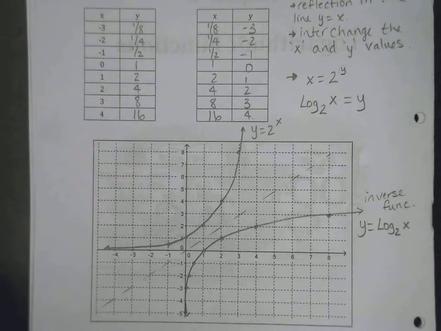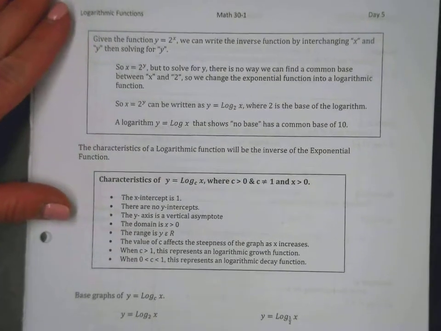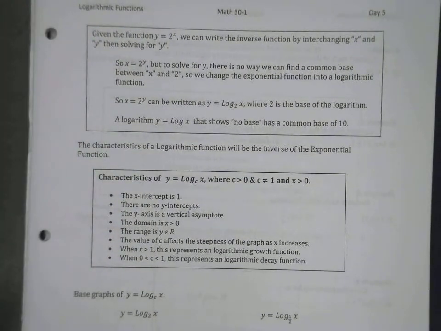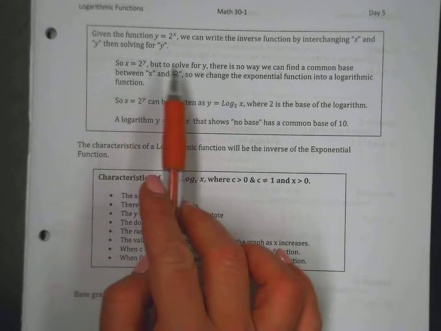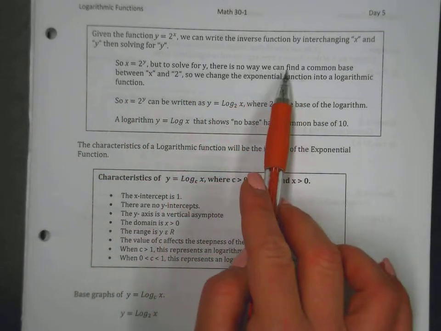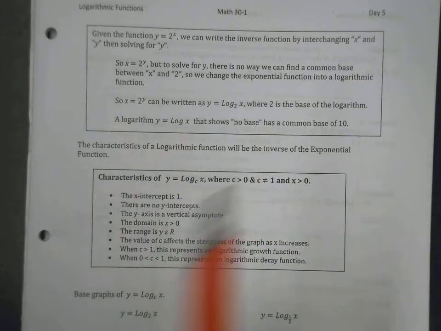Given the function y equals 2 to the x, we can write the inverse function by interchanging x and y, then solving for y. So x equals 2 to the y, but to solve for y, there's no way we can find a common base between x and 2, so we change the exponential function into a logarithmic function. So x equals 2 to the y can be written as y equals log 2 of x.